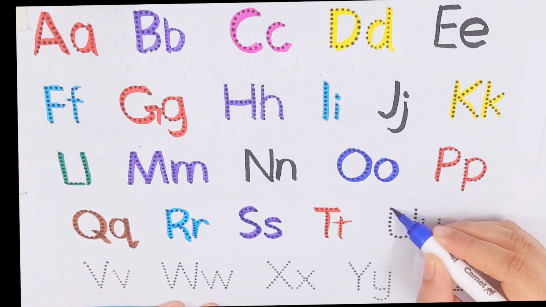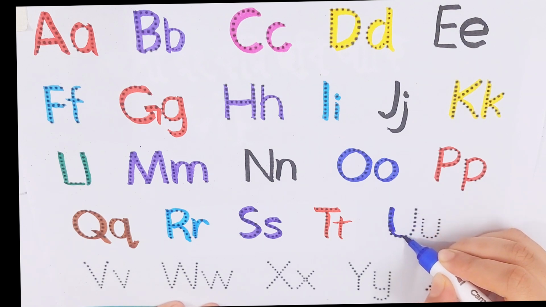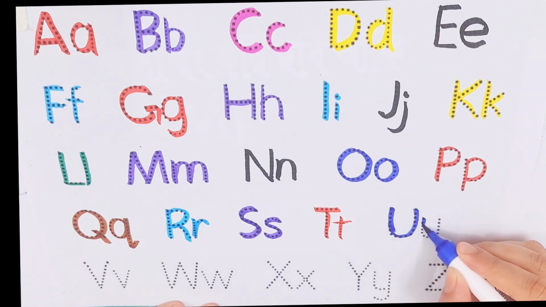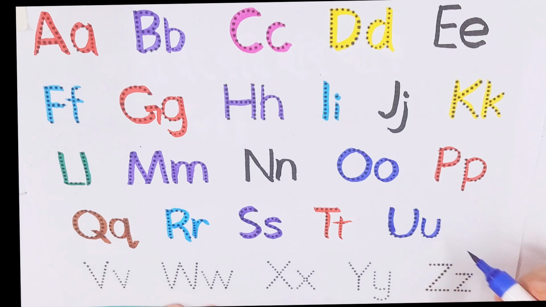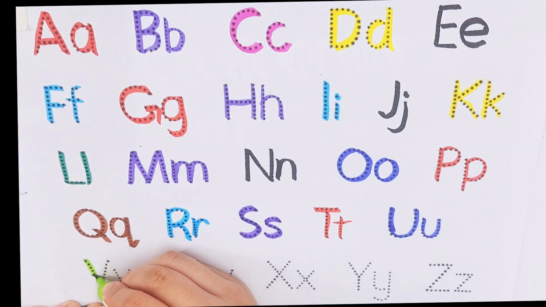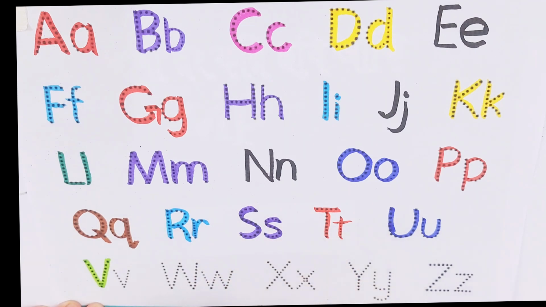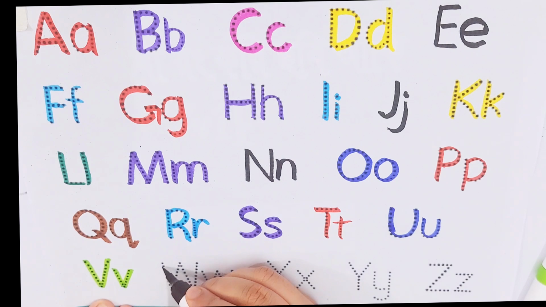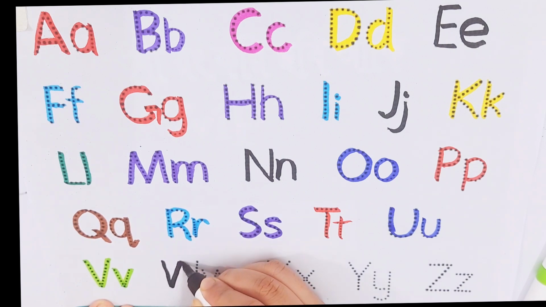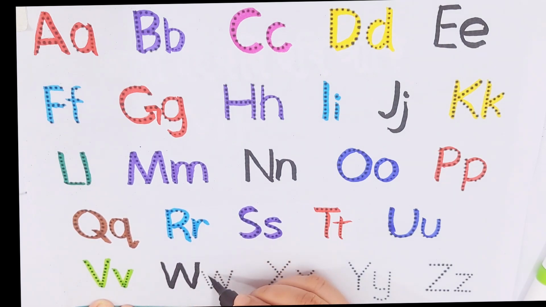U. U for umbrella. U for uniform. Light green color. V. V for violin. V for van. Black color. W. W for watch. W for wax.